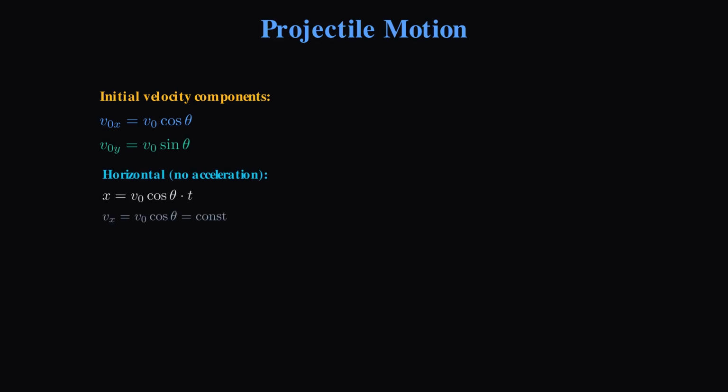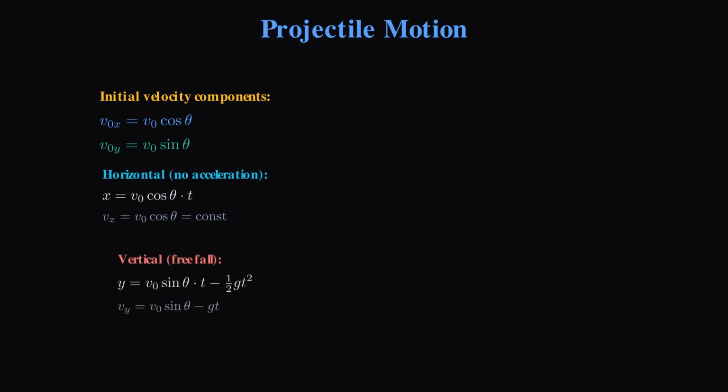In the horizontal direction there is no force and therefore no acceleration. The horizontal velocity is constant for the entire flight. vx equals v0 times cosine theta at every moment. The horizontal displacement grows linearly. x equals v0 times cosine theta times t.